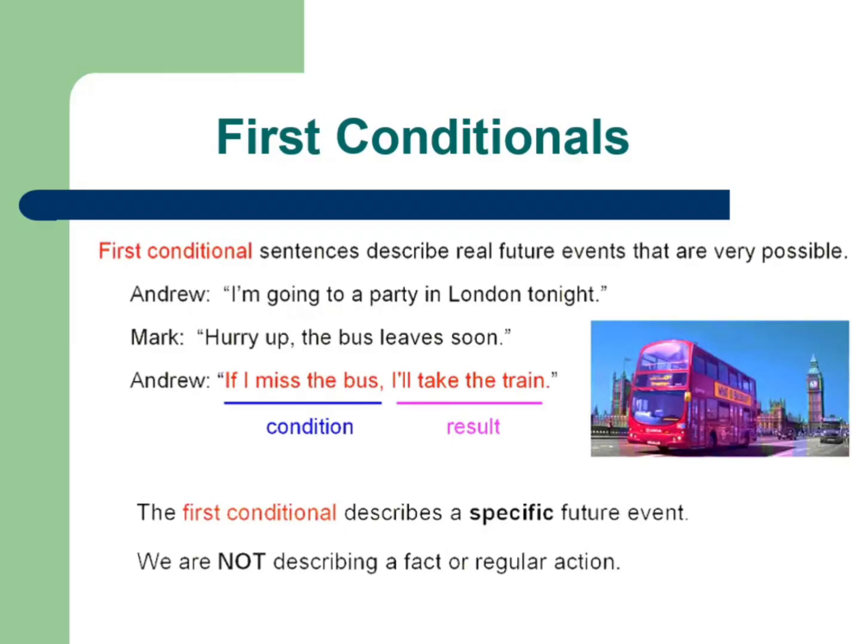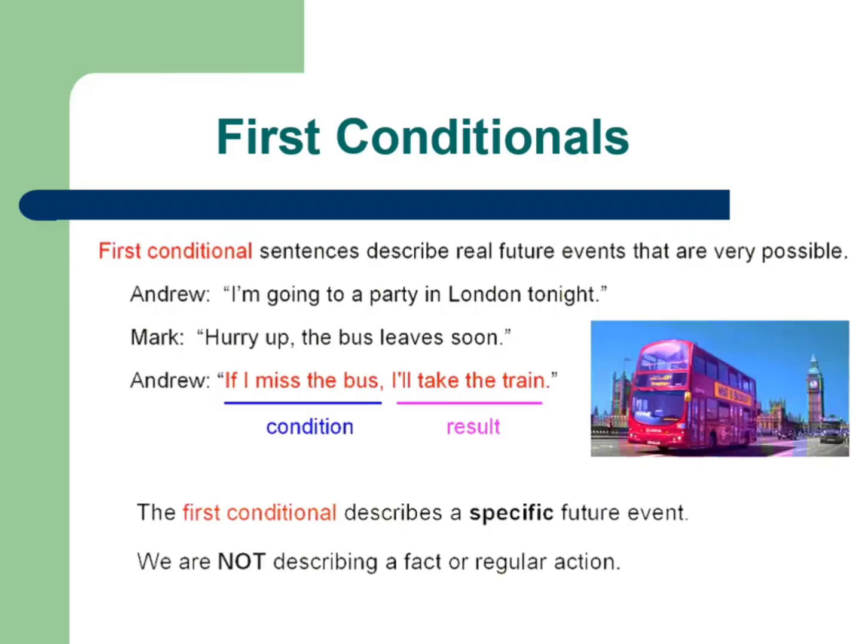Okay, the next one we have first conditional clause or first conditional sentence. First conditional sentence describes real future events that are very possible. Okay, real future events. So of course we are talking about future events, so we have to be 50% sure, not that much.